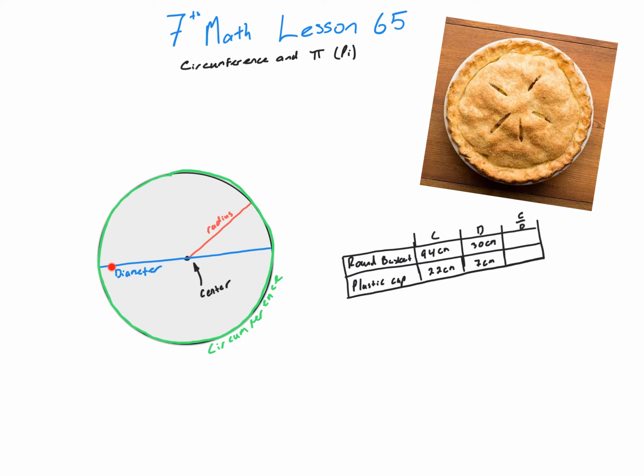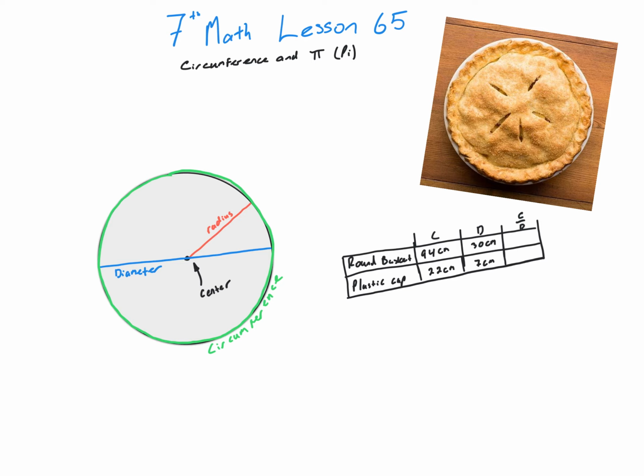Now if we go from edge to edge, passing through the center, then that length is called the diameter. So from side to side, passing through the center is the diameter. And then if we go walking along the edge, get all the way back around to where we started, this green length is what we call the circumference of the circle.